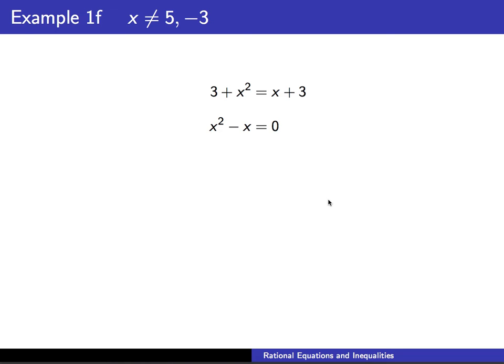So let's get everything equal to 0. Subtract x from both sides. Subtract 3. We get x squared minus x equals 0. We can actually factor an x out of this. So x times x minus 1 equals 0. So for this one, we get x equals 0 and x minus 1 equals 0. So our two answers of x are x equals 0 and also x equals 1. Neither of which are a 5 or a negative 3. So we're clear on that one.